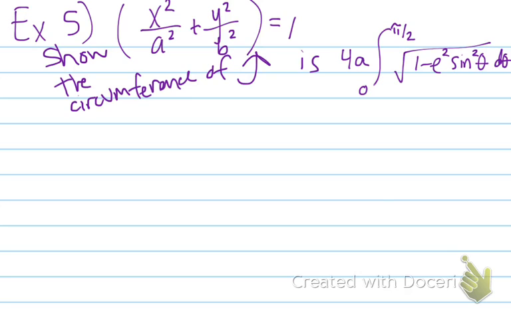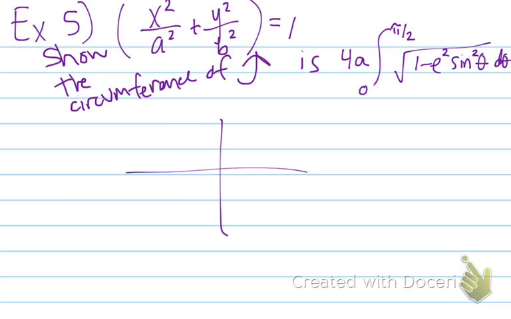Alright, so this one says to show that the circumference of the ellipse x squared over a squared plus y squared over b squared equals 1 is this formula they gave us here. First, notice that there's no h being added to x and no k being added or subtracted to y, which means that this ellipse is centered at the origin. So it's symmetrical about the x and the y-axis.